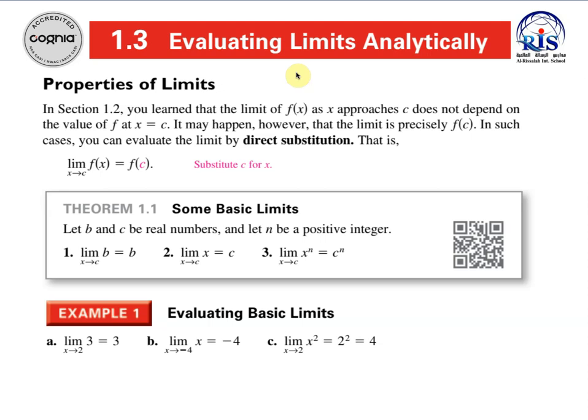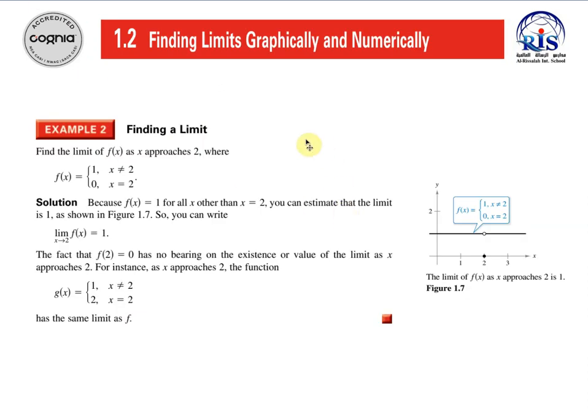Some properties about limits. In section 1.2, we learned that the limit of f of x as x approaches c does not depend on the value of f at x equal c. Remember, in the last example, we said when we have a piecewise function, the limit of f of x as x approaches 2 from the left is 1 and from the right is 1, but the value of f of x is 0.